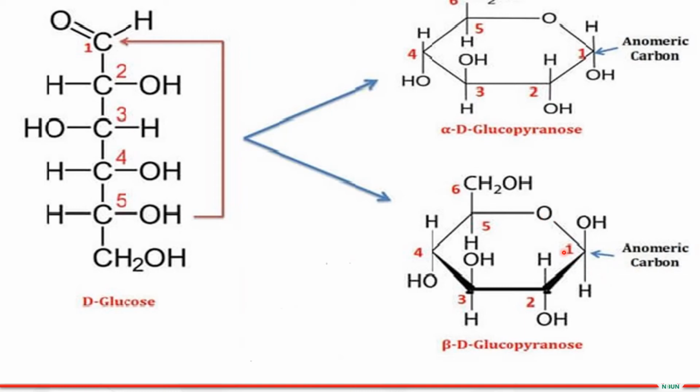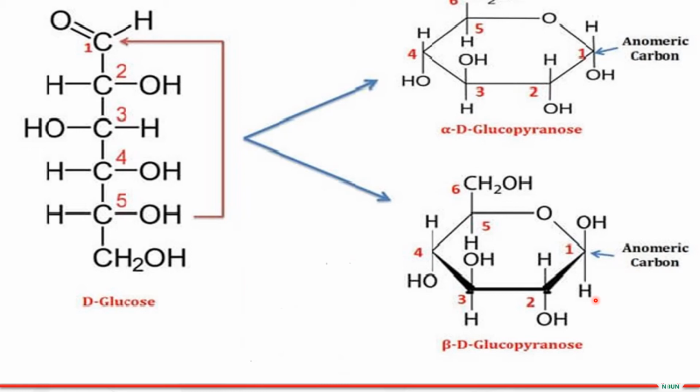You can see our carbon 1. Remember we said the OH groups on the right go down. You can see carbon 2. You see the OH group is now facing down, whereas the ones on the left face up. So you can see all the OH on the right face down and the ones on the left face up. So that's how we draw our cyclic carbon.